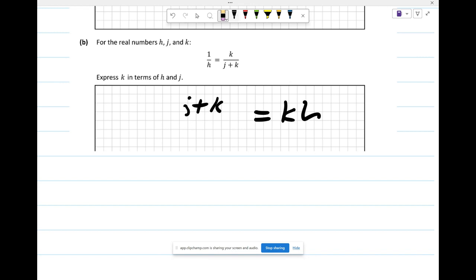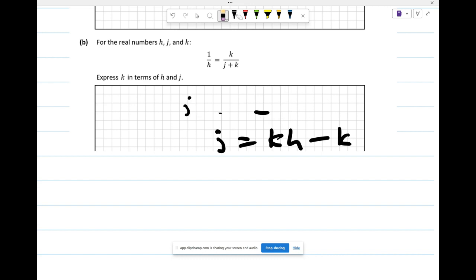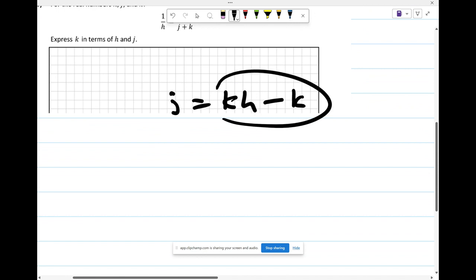And if we want to get anything on its own on one side, then we have to get everything that it's involved in on the same side. So let's get all the k's on one side and all the j's and h's on the other. So it's going to be kh minus k. We're just bringing that k over there. Okay, so now we have k's all on one side, but we want to get it alone on one side. We want to express k in terms of h and j.